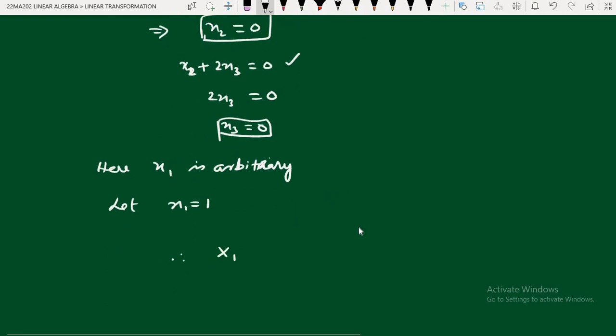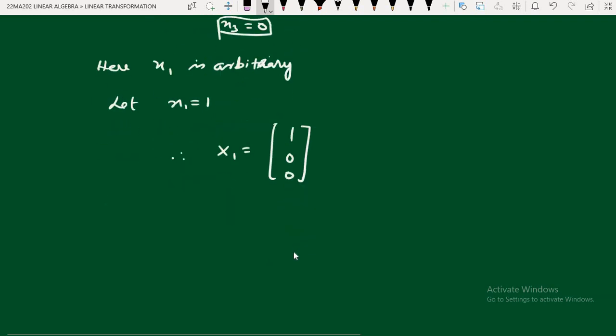Therefore the first eigenvector x1 is 1 0 0. So this is your first eigenvector for eigenvalue lambda equal to 1. Next, case 2, lambda equal to 2.